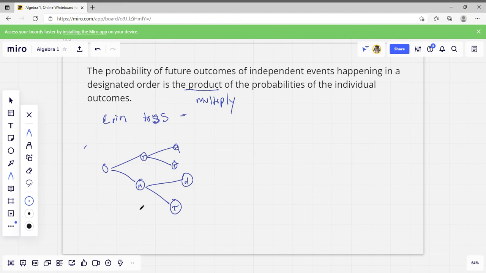Now, what is the probability of getting heads and then heads again? Okay, so how many choices do we have here at the end? 4 total choices. And only one of them is heads, that's 1/4. Another way to do it would be this is 1 out of 2, and this is 1 out of 2, and we multiply those together. So 1/2 times 1/2 equals 1/4. So you multiply each of your probabilities if they're in a designated order. So we want heads and then heads again.